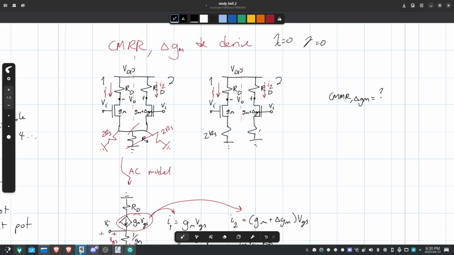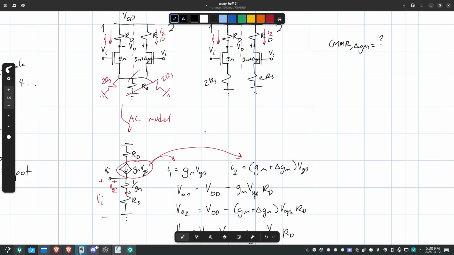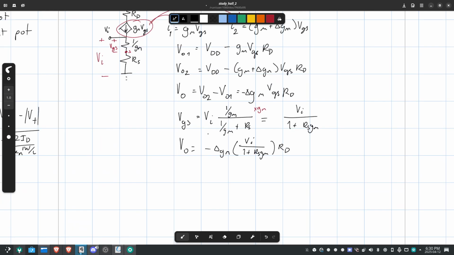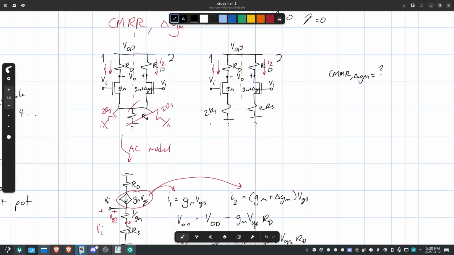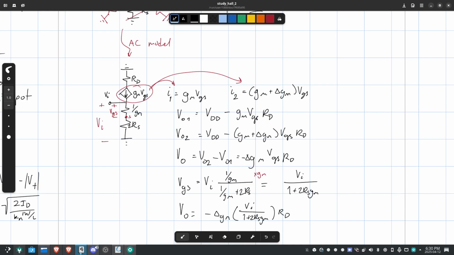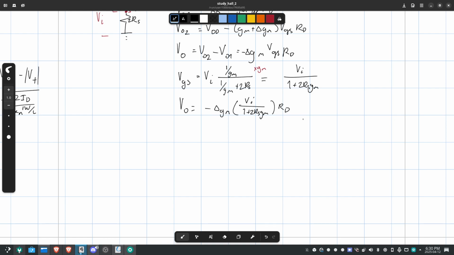2RS. 2RS. Sorry, I hope that makes sense now, because I skipped over steps. So yeah, that was correct. 2RS. So again, that's a use of that common node, as I was saying earlier. So that's going to be your VO.